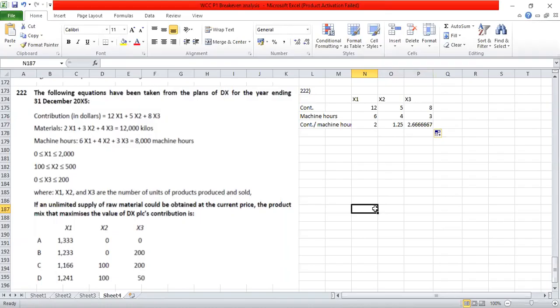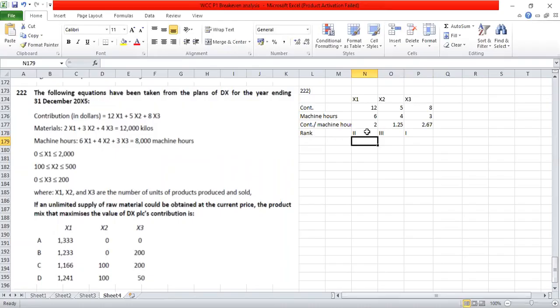Now we need to find out the product mix. That is what is asked. How many units of each of these products have to be produced so that with the product mix they can maximize their contribution. First, let's rank them. Ranking, X3 seems to be better than the others. X1 is next in the order, and X2 is third in the order.